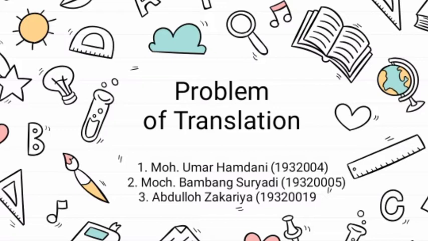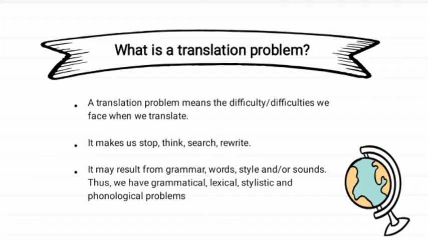My name is Abdullah Zakaria and my student ID number is 19320019, and the next is Muhammad Umar Hamdani with student ID number 19320004, and then Muhammad Bambang Suryati with student ID number 19320005. Next, in the first section, I want to talk about what a translation problem is.